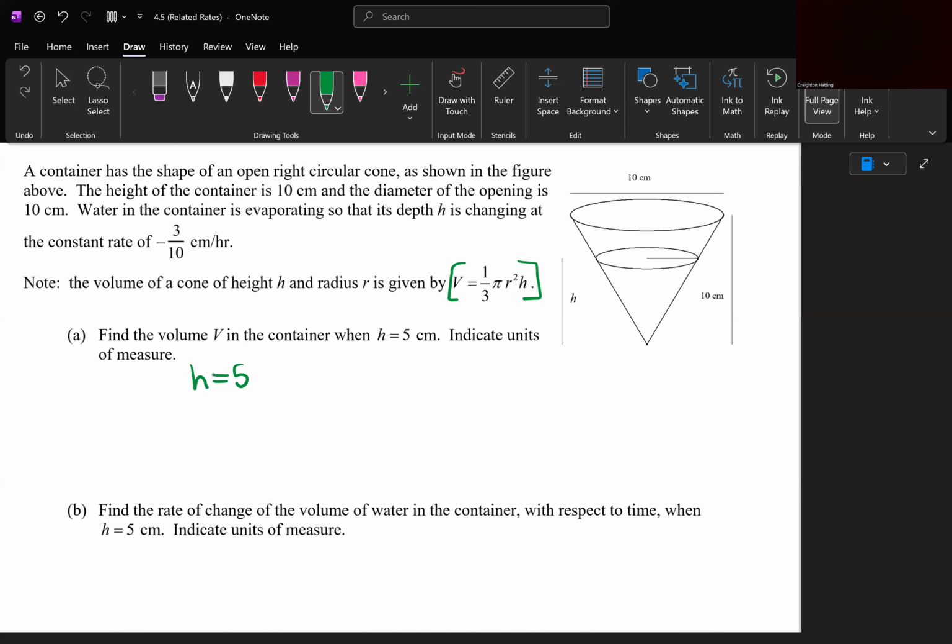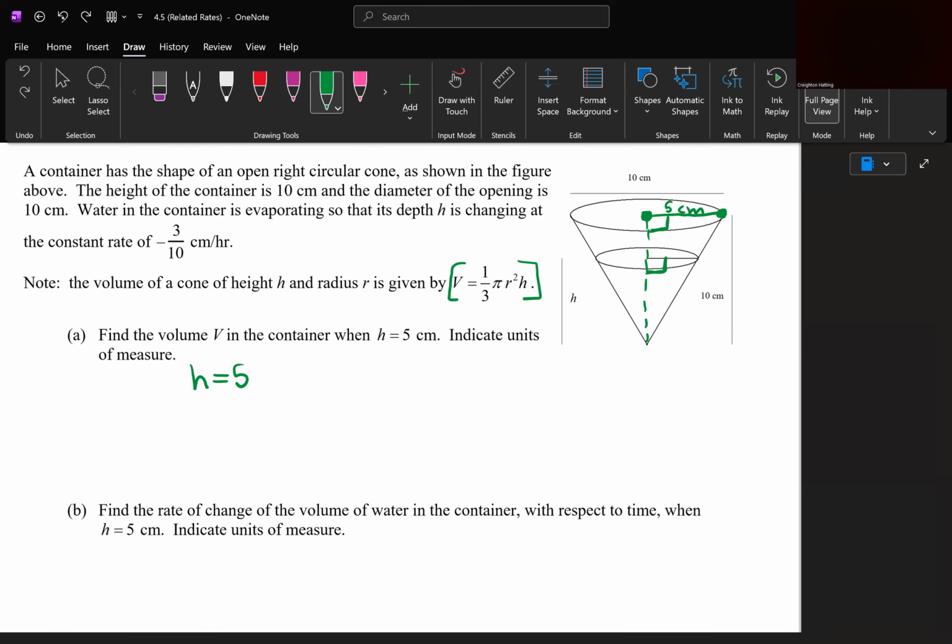If H is 5, how could we think about finding R? Well, I'm going to add this vertical line to the diagram. Because this is a right cone, I can add this, and I think it'll be helpful to see that we have a right angle here and a right angle here. And so we have similar triangles in this cone. I can also label this radius. That can be 5 centimeters because the diameter here is 10 centimeters.